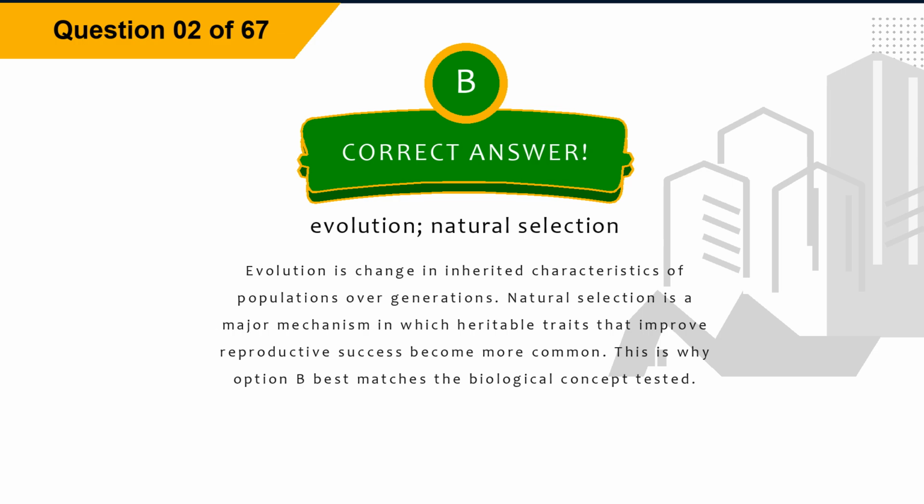Explanation. Evolution is change in inherited characteristics of populations over generations. Natural selection is a major mechanism in which heritable traits that improve reproductive success become more common. This is why Option B best matches the biological concept tested.